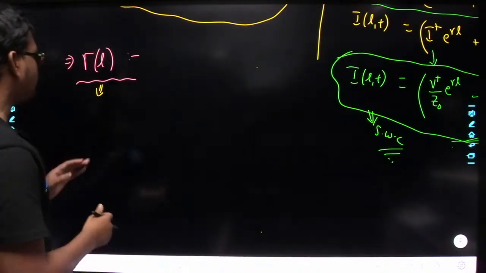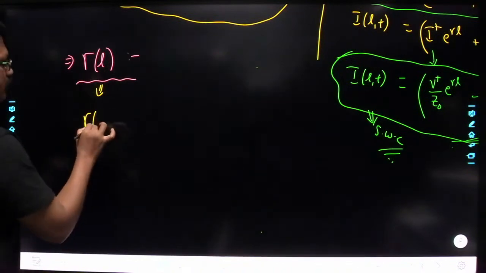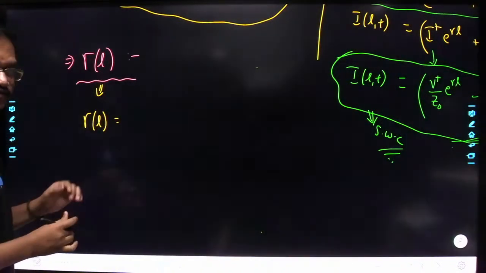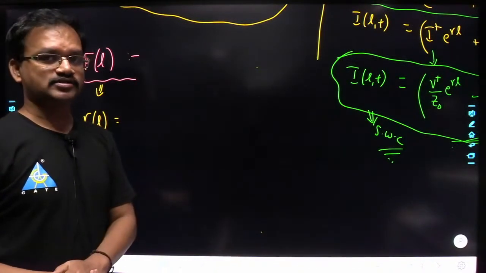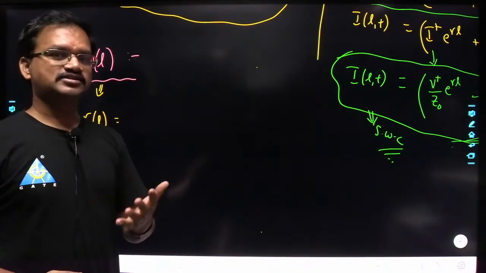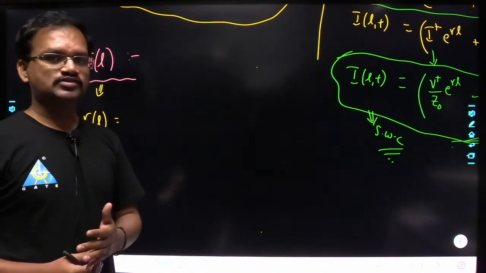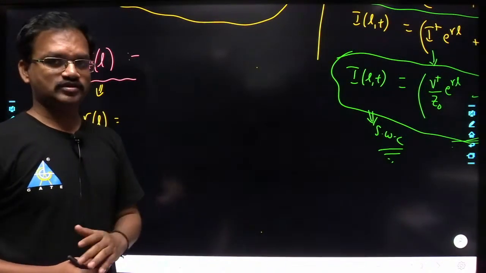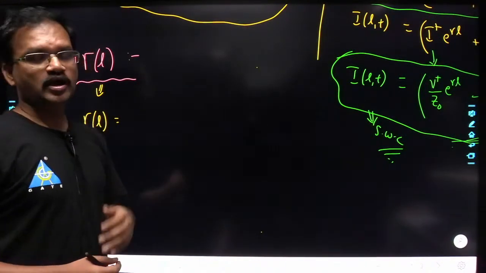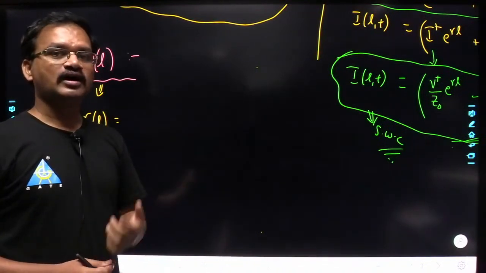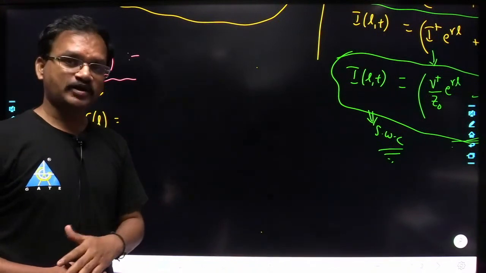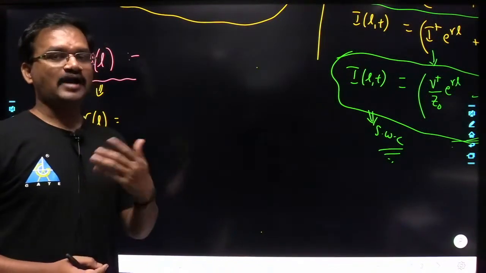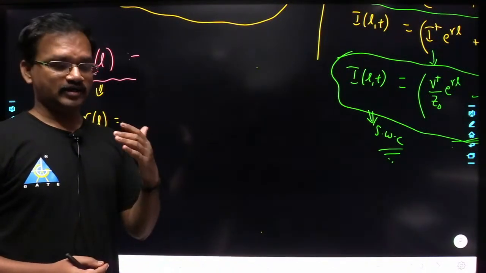So here we are comparing the reflected wave characteristics with respect to incident wave characteristics. Characteristics of a wave means nothing but amplitude and phase. So here we are measuring how the amplitude and phase of the reflected wave are changing when compared with the amplitude and phase of the incident wave.